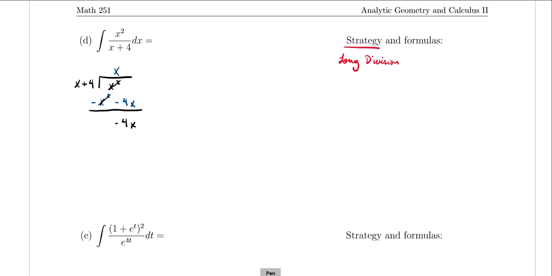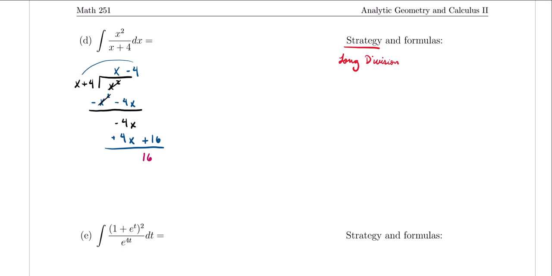What would we need to multiply x by to get a negative 4x? Well, we need to multiply x by a negative 4. So negative 4 times x is negative 4x, but since we're subtracting, this becomes a positive 4x. Then negative 4 times 4 is negative 16, but because we're subtracting a negative, that turns into addition. So we're left with 16 as our remainder. The resulting quotient is x minus 4.